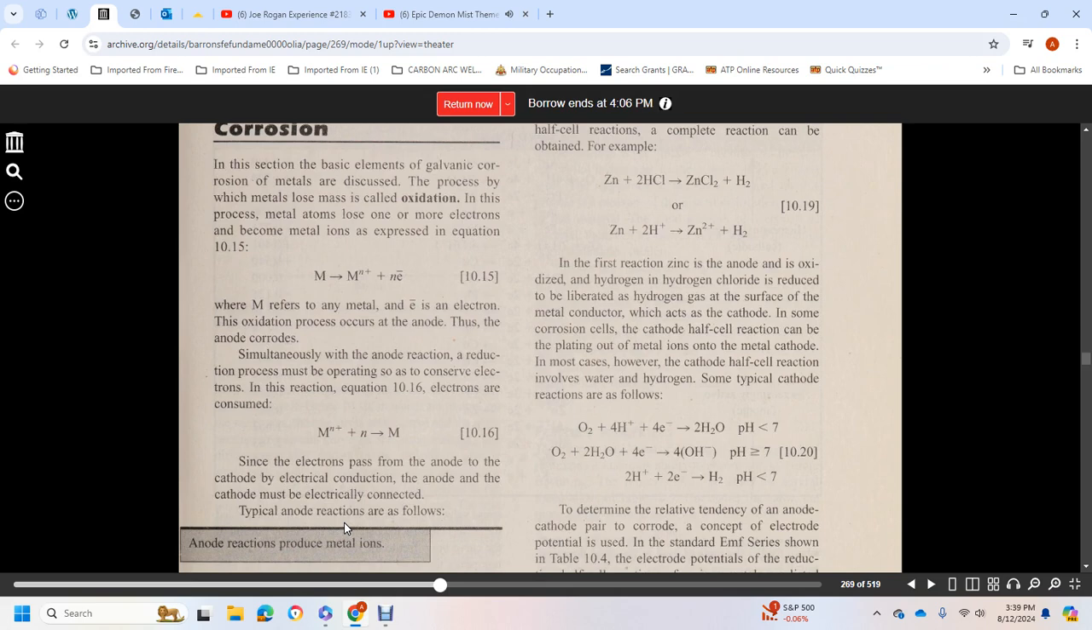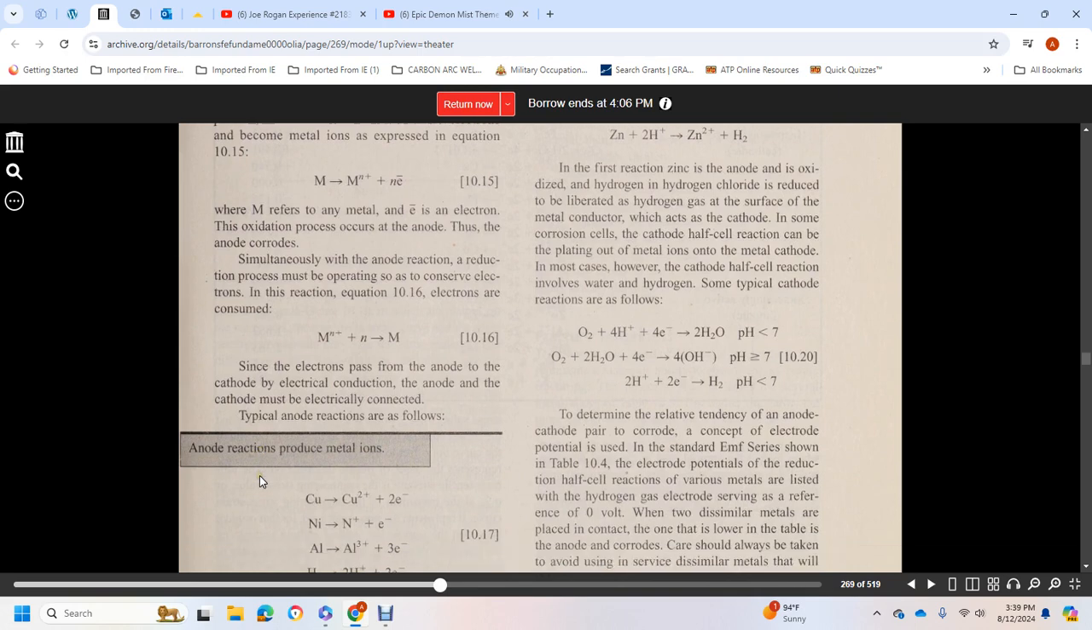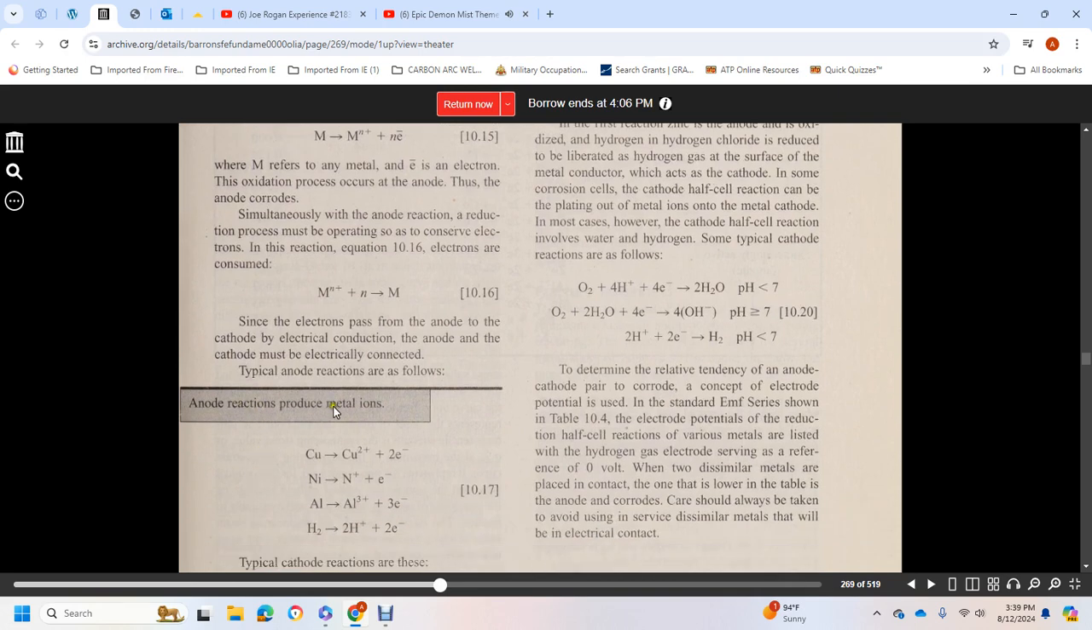M plus n electrons equals M, any metal. So the electrons pass through the anode to the cathode by electroconduction. The anode and the cathode must be electrically connected. Typically, the anode reaction is as follows. The anode reaction produces metal ions.